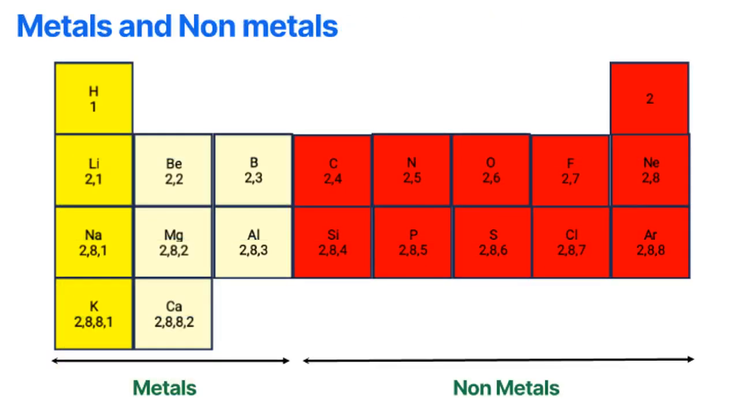The periodic table can also be divided into metals and non-metals. Groups 1 to 3 are mostly metals, while groups 4 to 8 are mostly non-metals. Metals usually form positive ions, while non-metals usually form negative ions.